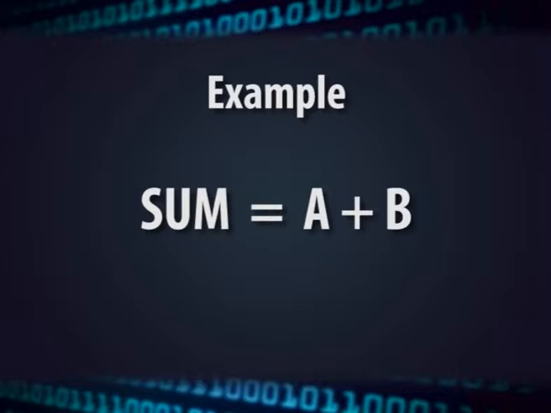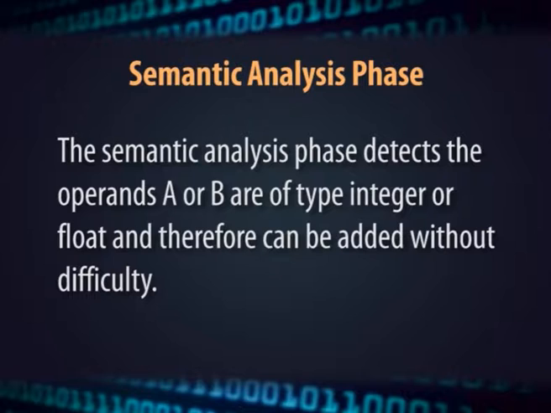Let us see how a parser and a semantic analyzer work. Looking at the expression, the syntax phase looks at the binary addition and checks for the presence of operands before and after the symbol plus. The presence of two operands confirms that the syntax is right. However, the semantic analysis phase detects whether the operands A or B are of type integer or float and therefore can be added without difficulty.